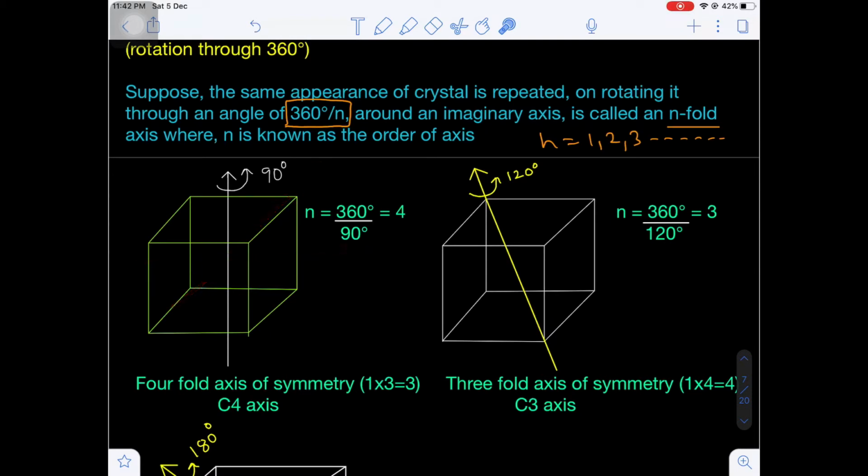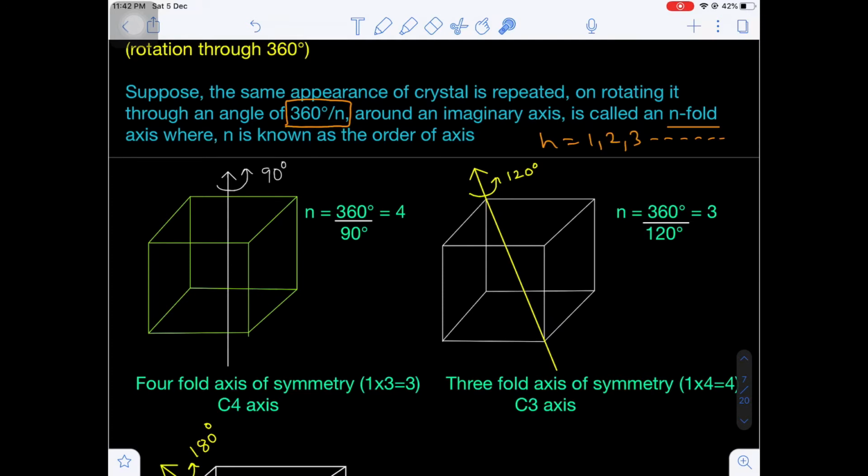Because there are a total of 6 faces: 1, 2, 3, 4, this will be 5 and the backside will be 6. So by taking two opposite faces, we can assume an imaginary axis. In total we can assume 3 imaginary axes. So the C4 axes will be 3. Are you getting my point?